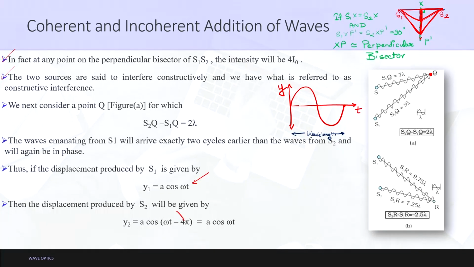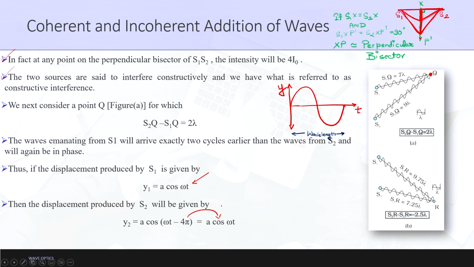To make the phase the same, how are we explaining this concept mathematically? We are explaining it by denoting some different 4 pi here. Why is it a minus 4 pi? Because y2 requires more time, that is why. So y2 is equal to a cos omega t minus 4 pi.